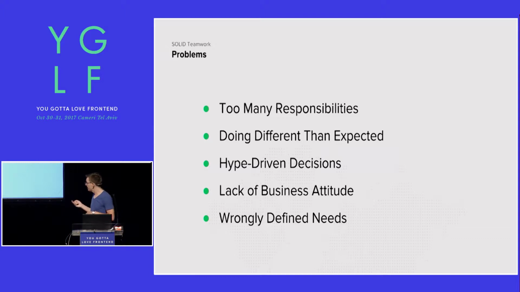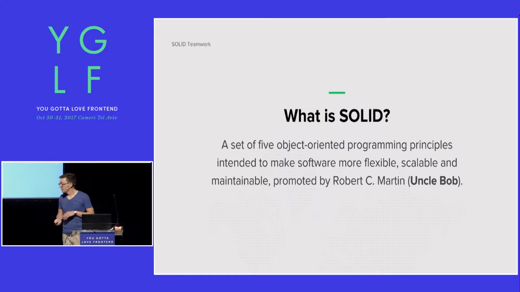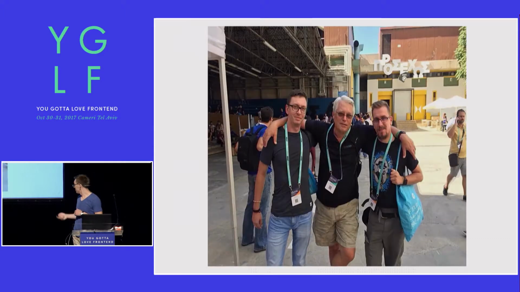First, let's recap the SOLID principles. What is SOLID, actually? It's a set of 5 object-oriented programming principles intended to make software more flexible, scalable, and maintainable, promoted by Robert C. Martin, known also as Uncle Bob.